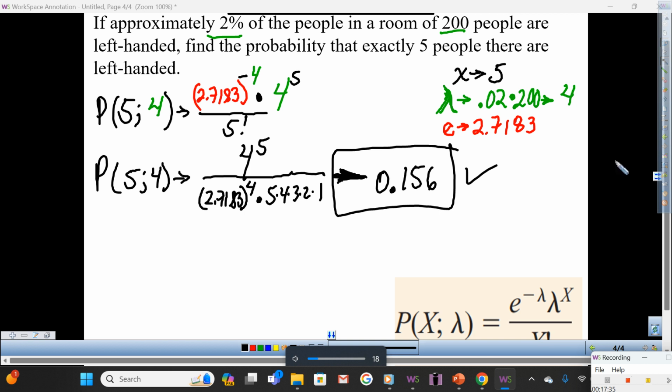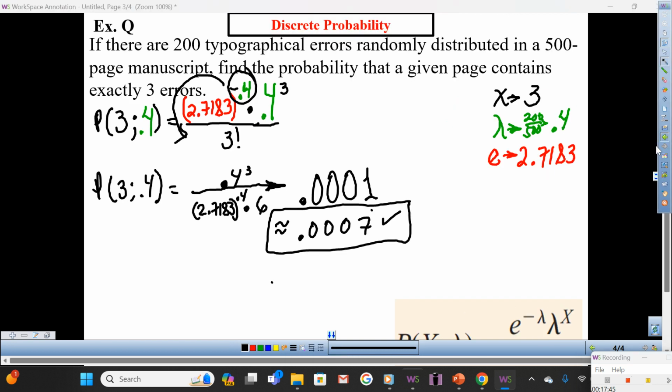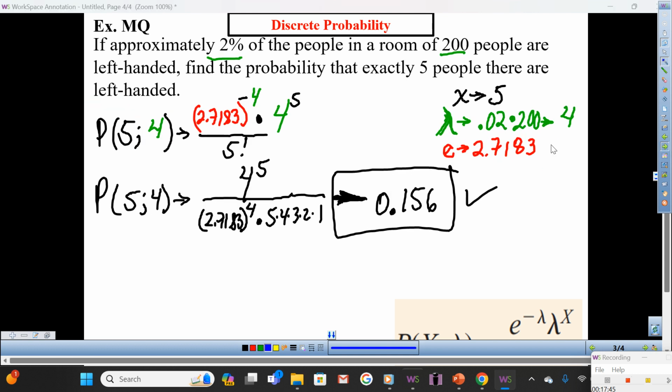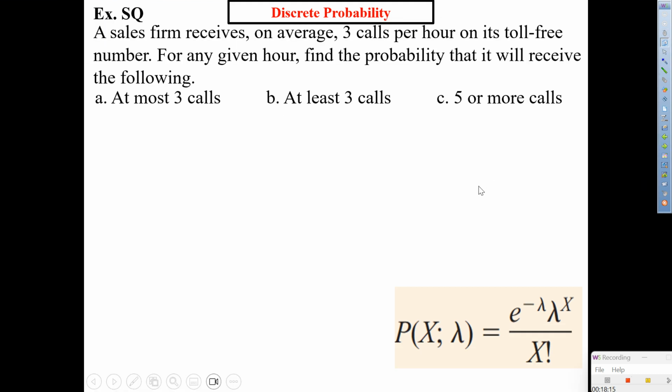All right, so for 1 to 5, I'll come to you with that so far. Yes? Now, I don't know if you guys noticed, look up to the screen. Look at the two examples I gave you earlier. Example Q said what? Exactly. And example mega Q said what? Exactly. Do you guys remember the exactly? Well, what if I gave you something like this? Boom. Look at the different ones: at most, at least, or 5 or more calls.